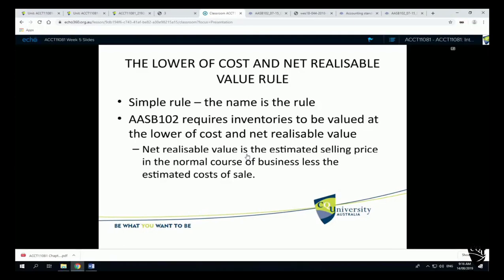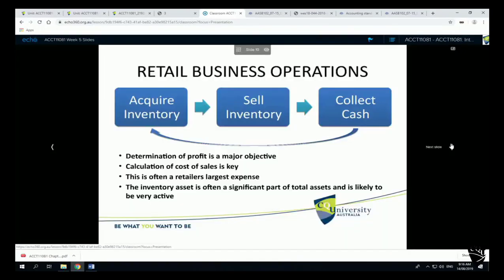Sometimes this isn't the case for some reason, such as wastage or obsolescence. So what we can sell them for is sometimes below what they cost us. In this case, we have to value them at that lower cost on the balance sheet. But in most cases, we would hope to be able to sell our inventories for more than what we've paid for them. So we would simply value them at cost on our balance sheet.